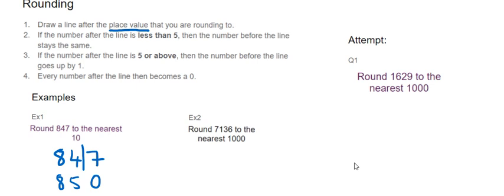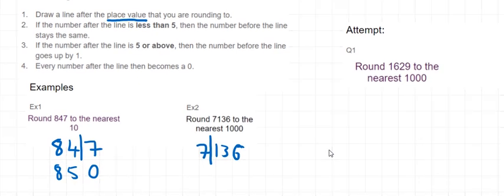Example 2 here. So round 7,136 to the nearest 1,000. So 7,136, and it's the nearest 1,000 here. So the 7 in this case is the 1,000. So we're going to put a line down after the 7. And then if the number after the line is less than 5, the number before the line stays the same. If the number after the line is 5 or more, the number before the line goes up by 1.